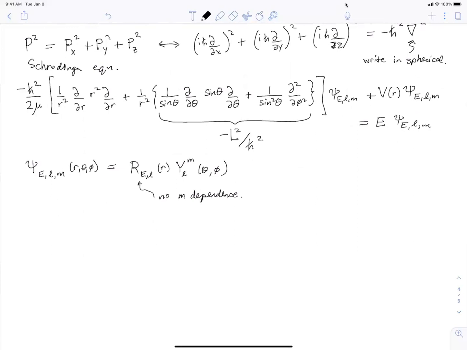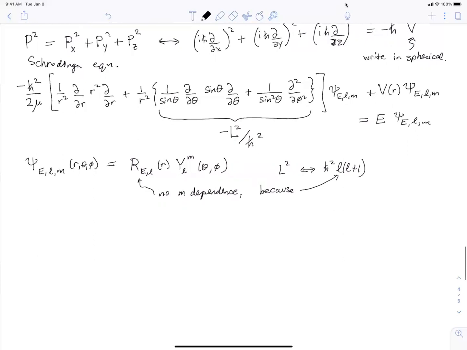And a good point here is that these radial functions have no M dependence. Why is that? That's because when we see this L squared, we can replace the L squared by h bar squared times L times L plus 1, which doesn't depend on M. So the reason for no M dependence in the radial wave function is because all of the rest of the problem doesn't depend on M, it only depends on L.